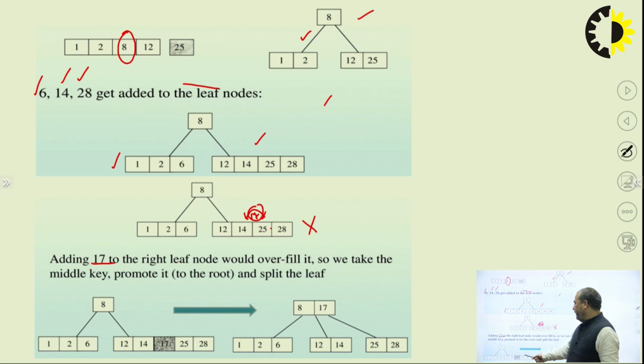Why? Because a B tree of order 5 will have a maximum of 4 key values. So we'll split this node into 2 equal parts. 17 will be accommodated into the parent node. Why will it be accommodated into the parent? Because it has just one key value, so it can take a maximum of 4 key values. So we can see 8, 17 here, and the node will break into 2 parts.